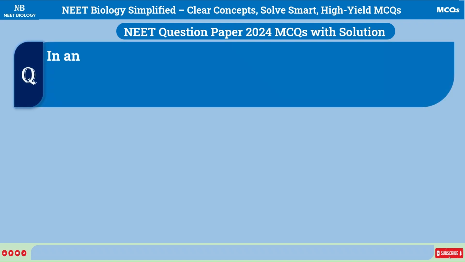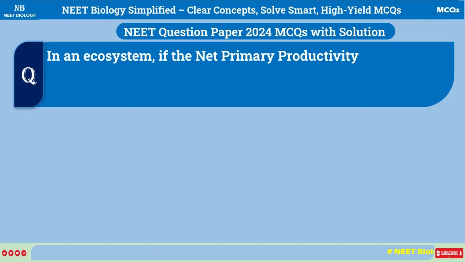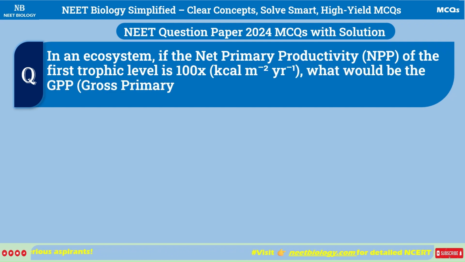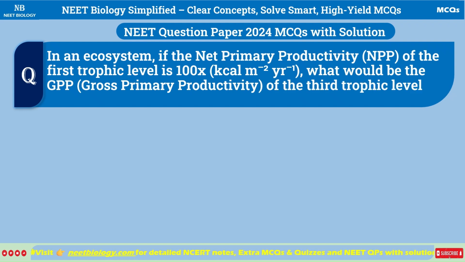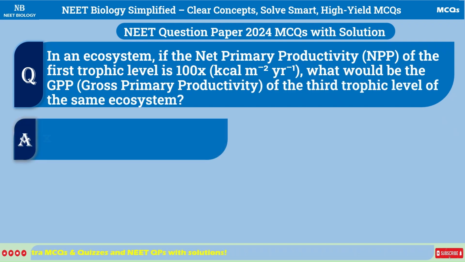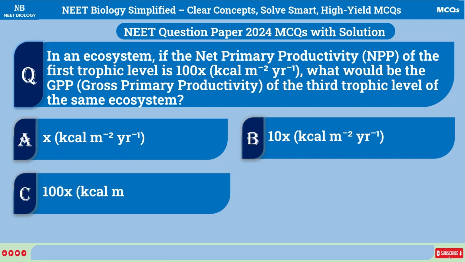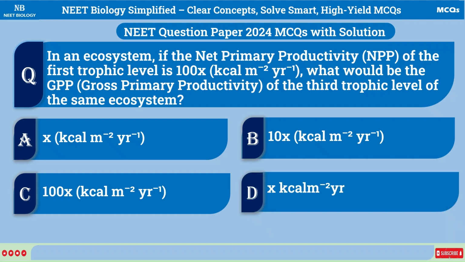In an ecosystem, if the net primary productivity, NPP, of the first trophic level is 100x kcal m^-2 year^-1, what would be the GPP, gross primary productivity, of the third trophic level of the same ecosystem? A. x kcal m^-2 year^-1. B. 10x kcal m^-2 year^-1. C. 100x kcal m^-2 year^-1. D. x kcal m^-2 year^-1.